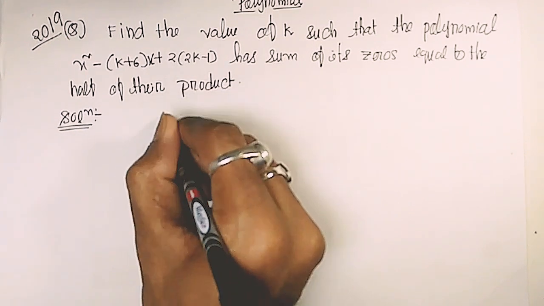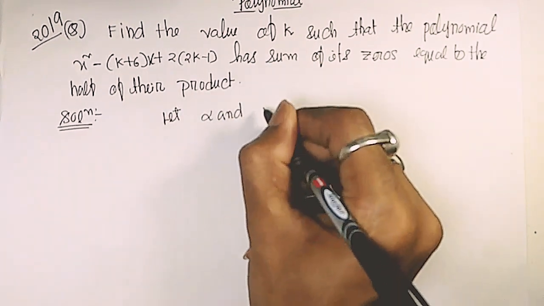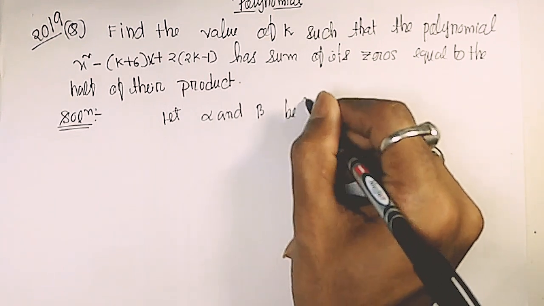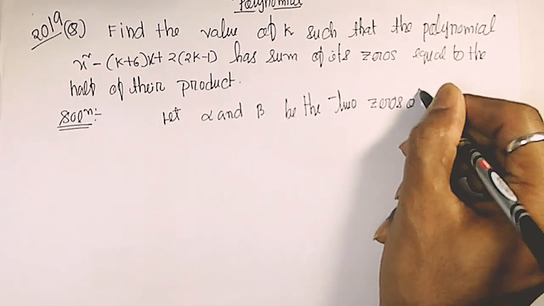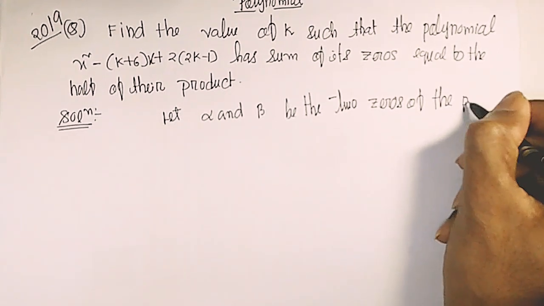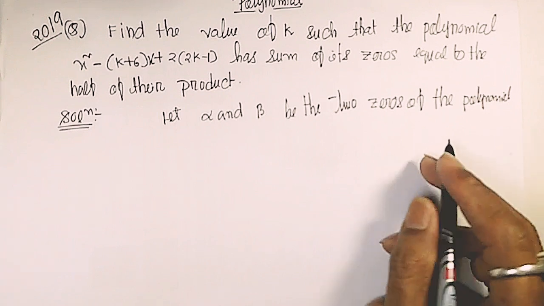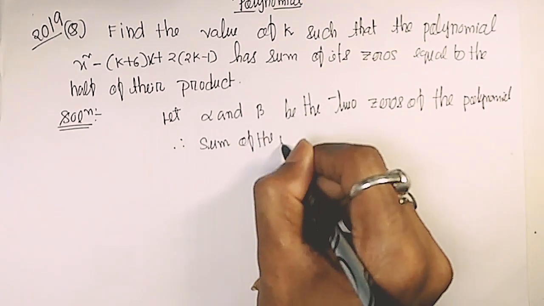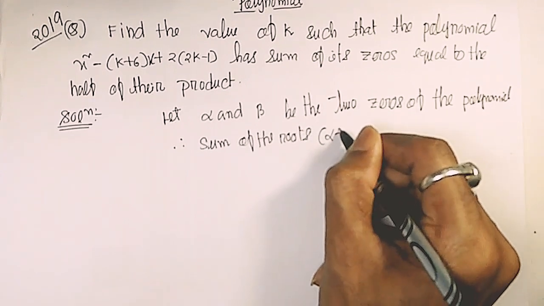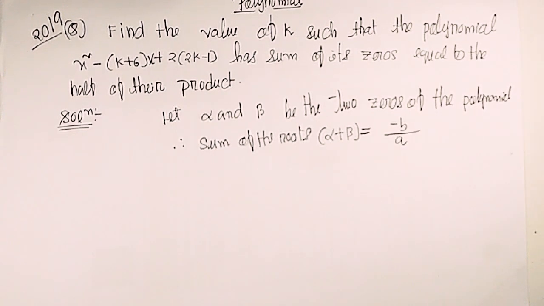Suppose let alpha and beta be the two zeros of the polynomial. Therefore, sum of the roots, alpha plus beta, is equal to minus b by a. So we know the sum of the two roots is represented by minus b by a.